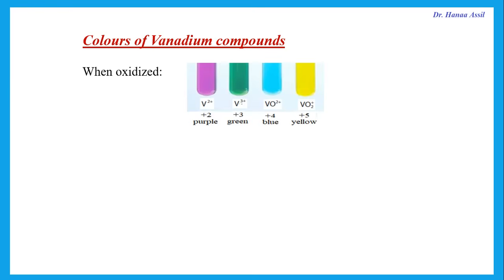+2 purple, +3 green, +4 blue, +5 yellow. So as we oxidize the vanadium from +2, +3, +4, +5, these are the colors. But what if we start with +5 and we try to reduce it?